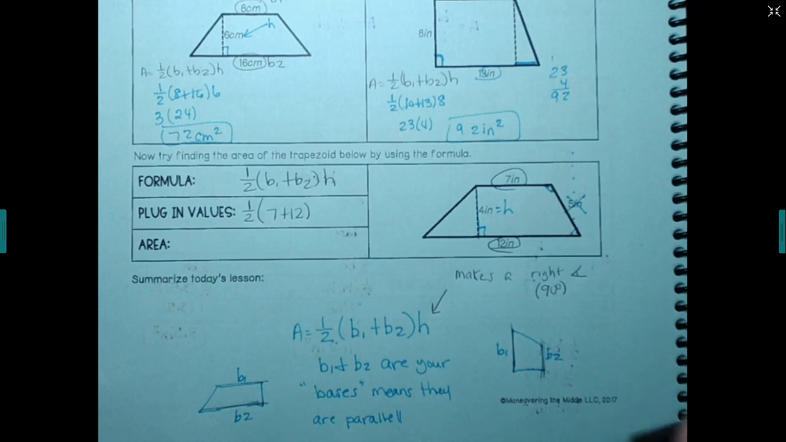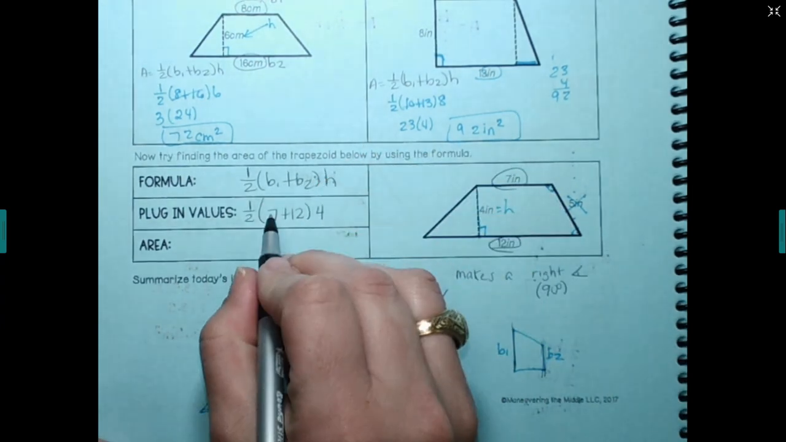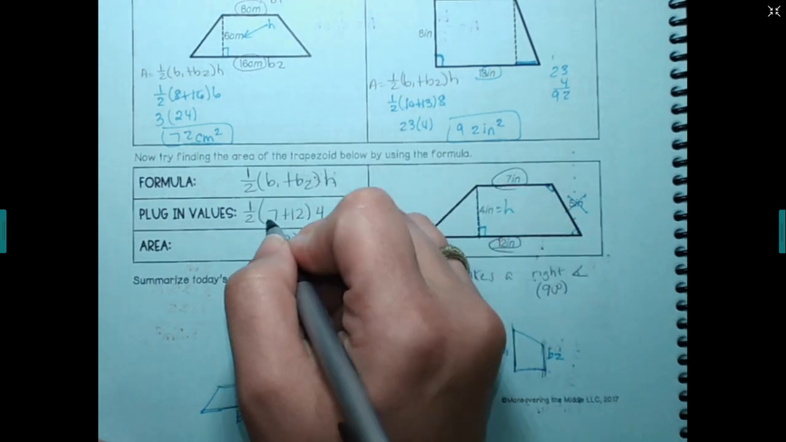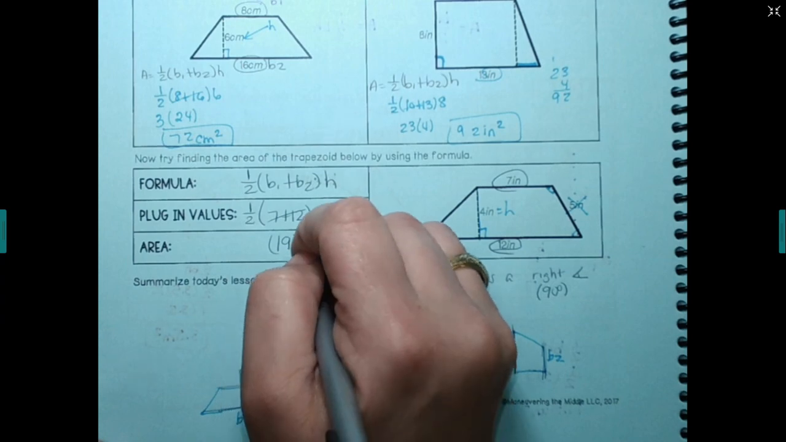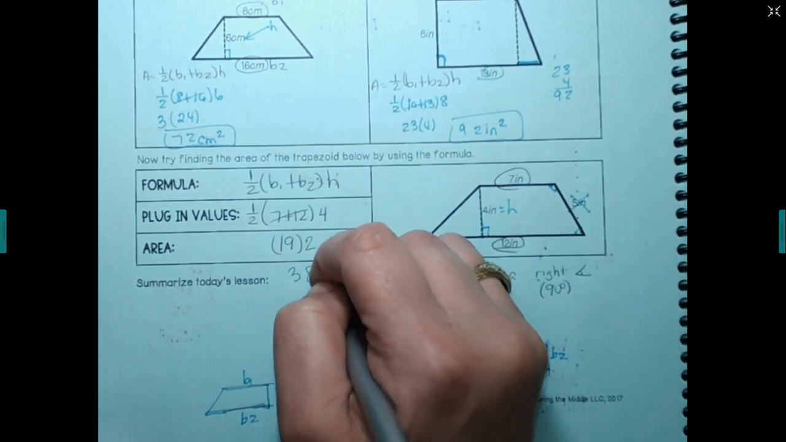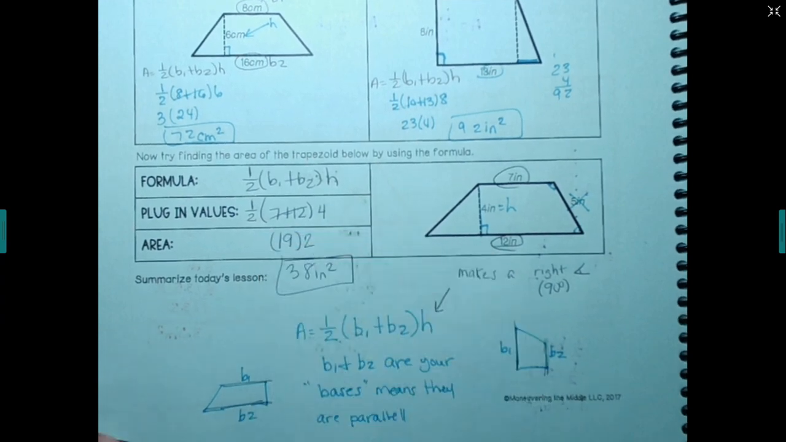So I'm going to plug in 4. All right, 7 plus 12 is 19. I have to do my parentheses first. Half of 4 is 2. 19 times 2 is 38 inches squared. Okay, it's a big formula. It's not hard. Plug in one number at a time. Remember your Aunt Sally, parentheses first, then multiply. Now you're going to do some practice. Hopefully it goes well. If not, please come back for some help.